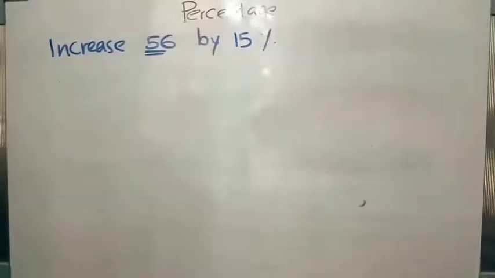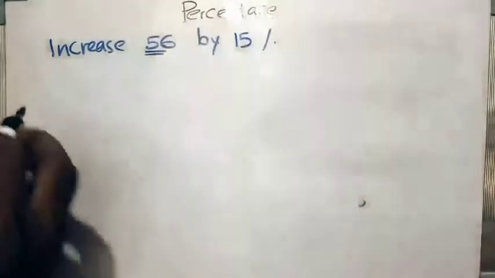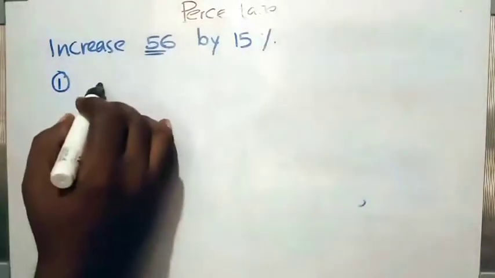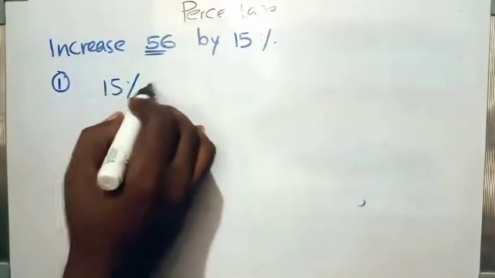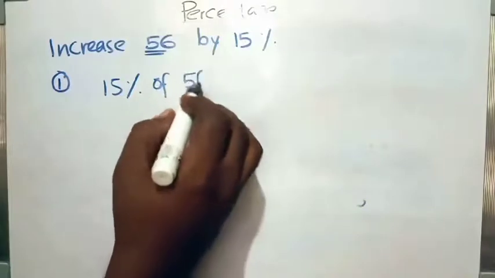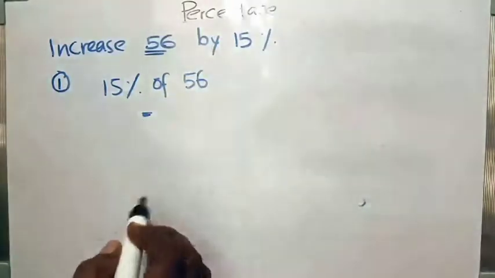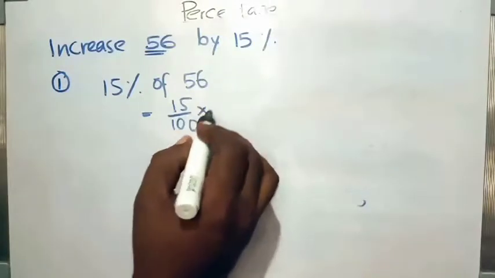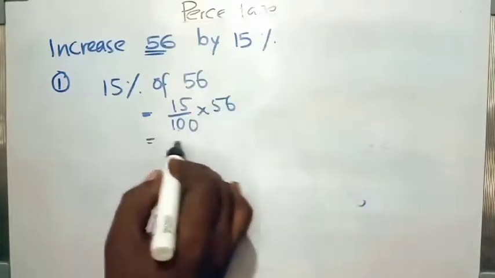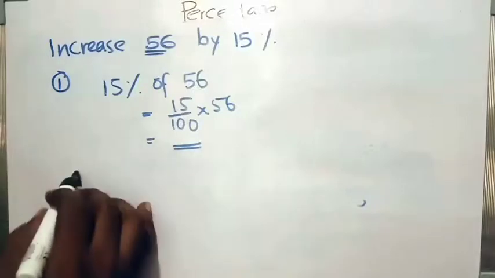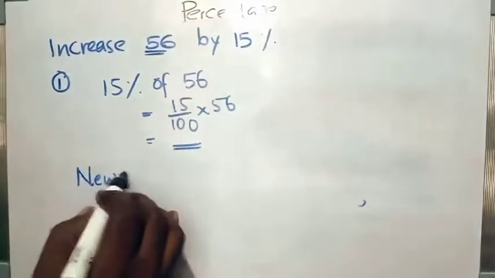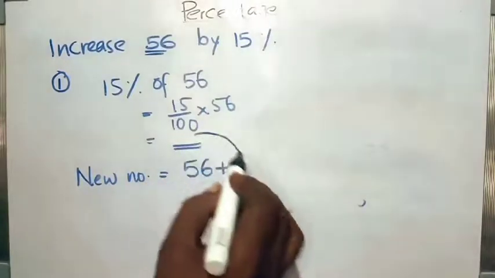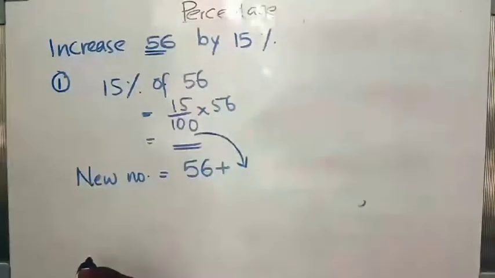Increase 56 by 15%. What happens? By method 1, find the 15% of 56. We get it as 15 out of 100 of 56. Find out the answer of that. Then the new number is 56 plus this answer.